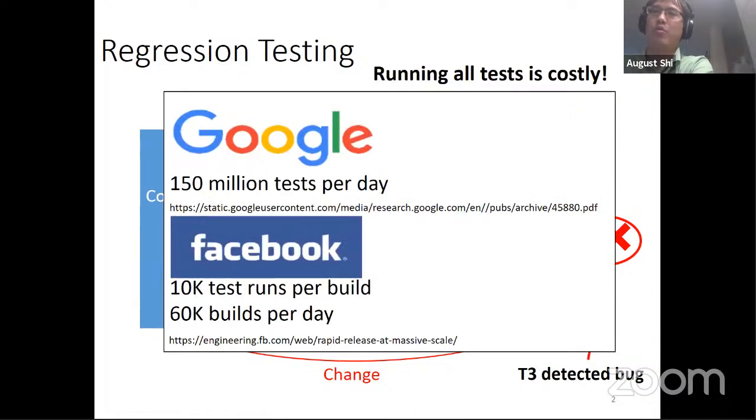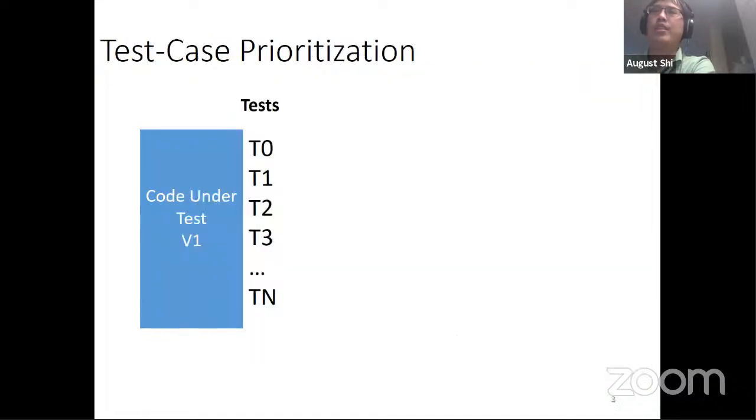So for example, companies like Google and Facebook are reporting very high numbers in the number of tests that they have to run every day. So earlier today in the keynote, we talked about a way to address this problem of regression testing through test selection. But for this work, we're going to actually focus on a different way to improve regression testing through test case prioritization.